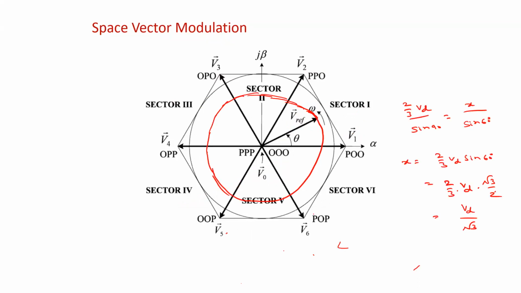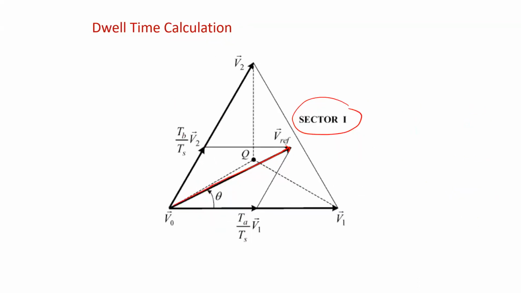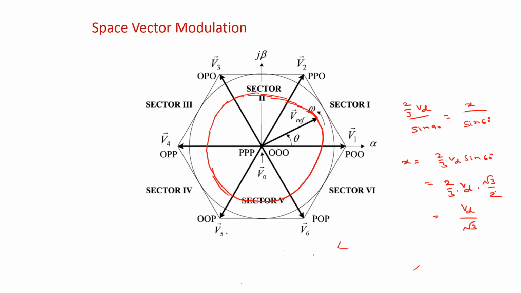So what is our next step? We need to identify the sample time. In other words, we need to piecewise linearize this circle. This is where you define the switching frequency of the inverter.